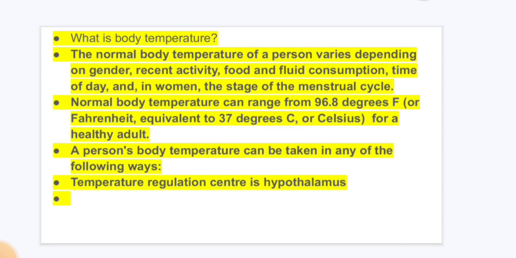When you have to take body temperature, there are methods, which I will explain. The temperature regulation center is the hypothalamus.